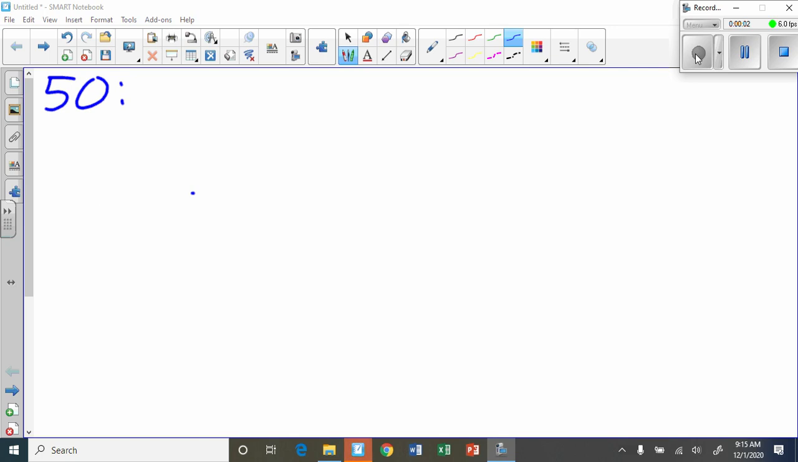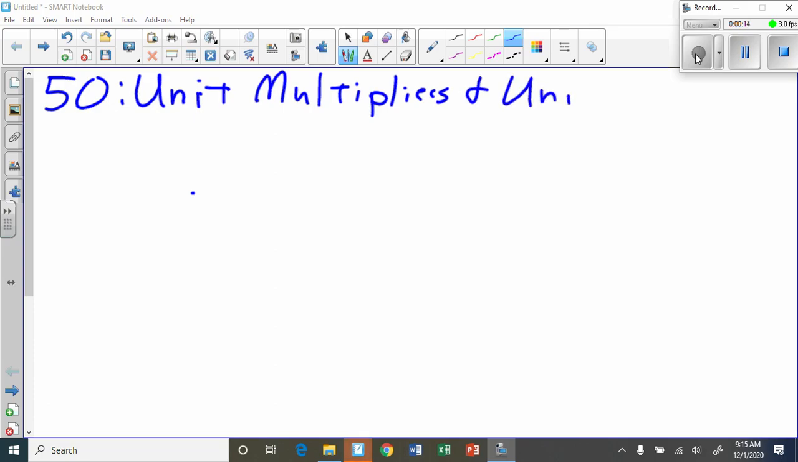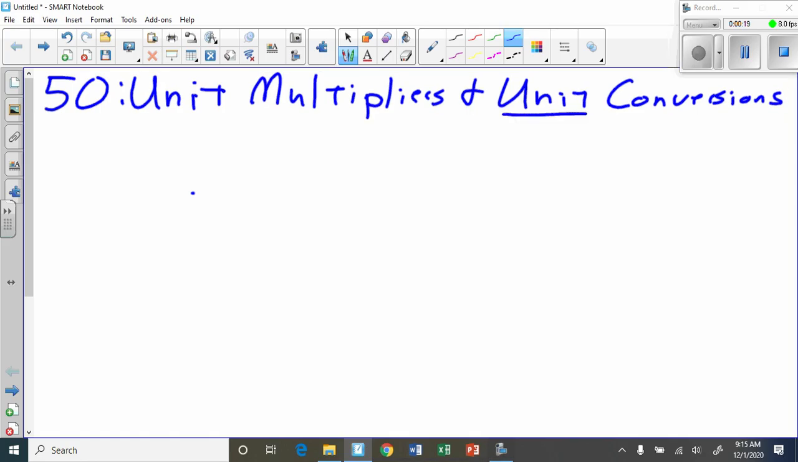Lesson 50 is unit multipliers in unit conversions. Unit multipliers and unit conversions, okay? What's going to happen here is we are going to use unit multipliers to do unit conversions. The first thing we have to look at, let's review real quick, 24 out of 36. Let's pretend that I have this fraction, 24 out of 36.